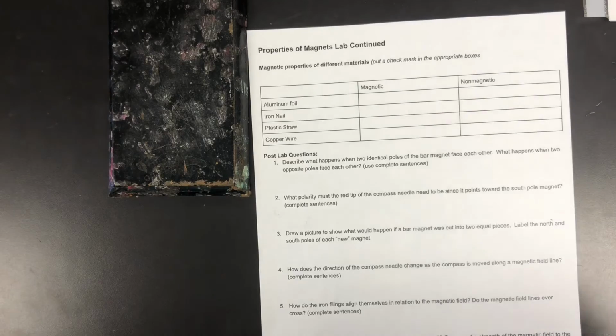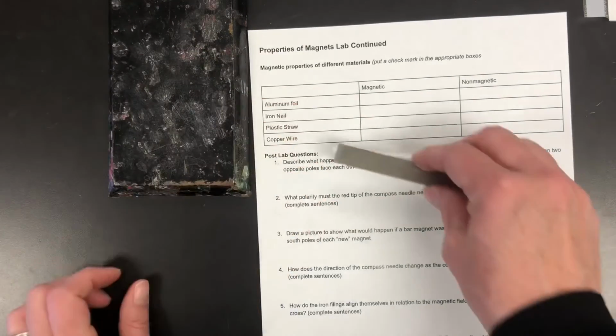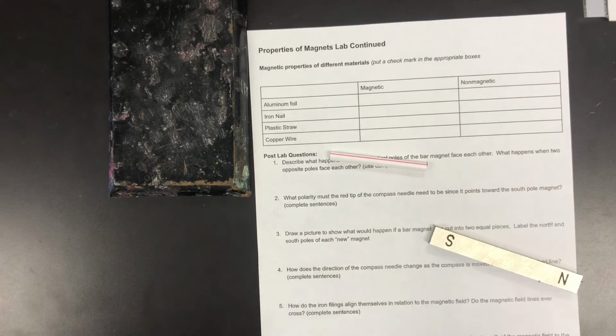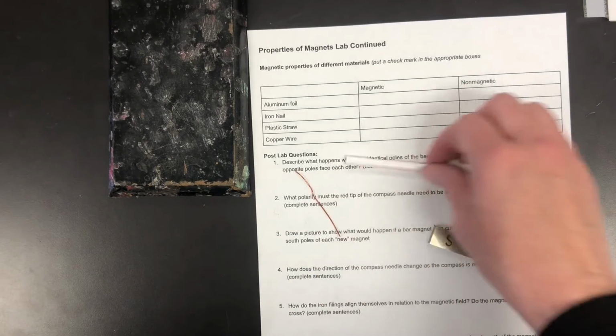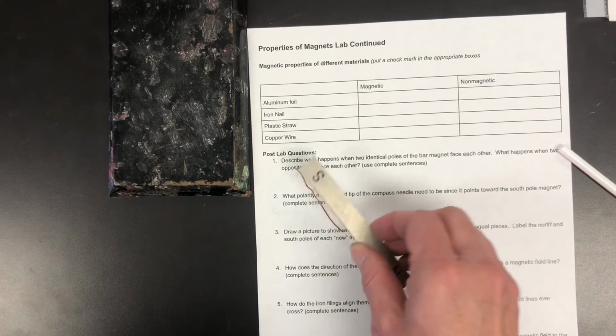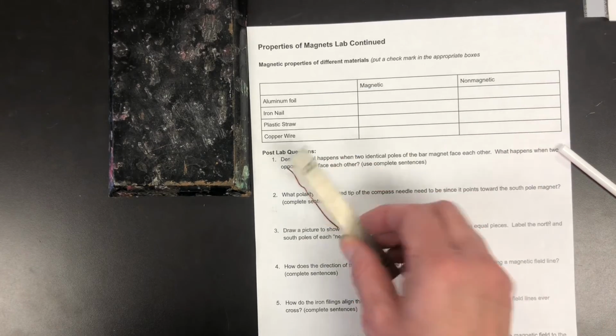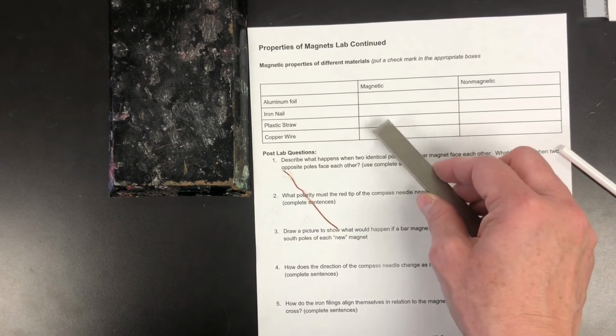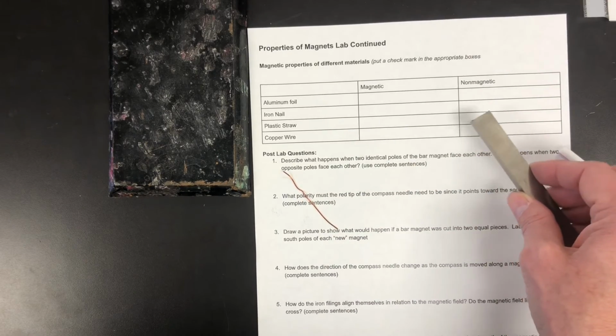The next thing on my list is a plastic straw. If you think it's magnetic, check magnetic. If you think it's non-magnetic, check non-magnetic. And then finally, I have my copper wire. If you think it's magnetic, check magnetic. If you think it's non-magnetic, check non-magnetic.